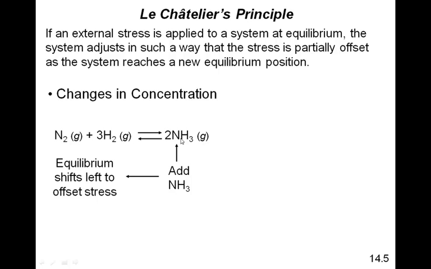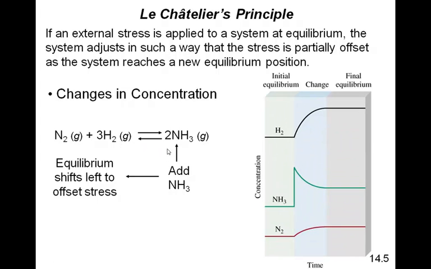So the NH3 is going to move to the left. It's going to shift to the left, and more N2 and H2 will be produced, and less NH3 will be produced from the forward reaction. And it's trying to reestablish that equilibrium.